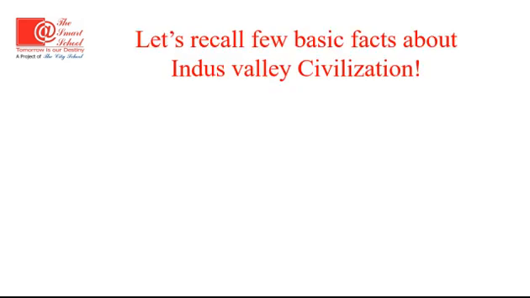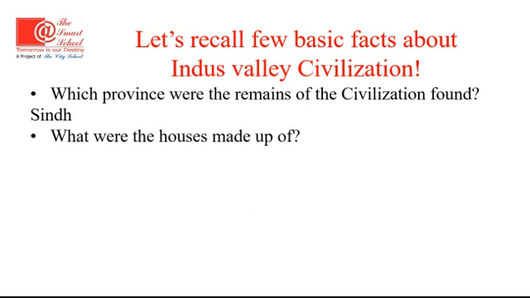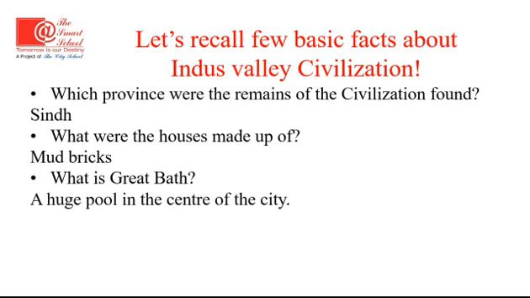Let's recall a few basic facts about Indus Valley Civilization which we have already studied. Which province were the remains of the civilization found? Yes, the remains or the ruins of Mohenjo-daro were found from Sindh. What were the houses made up of? Mud bricks. What is a Great Bath? It was a huge pool in the center of the city.